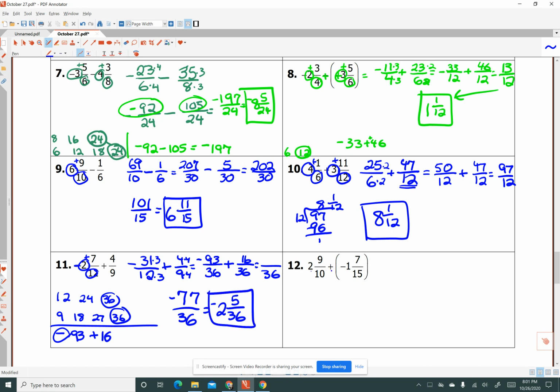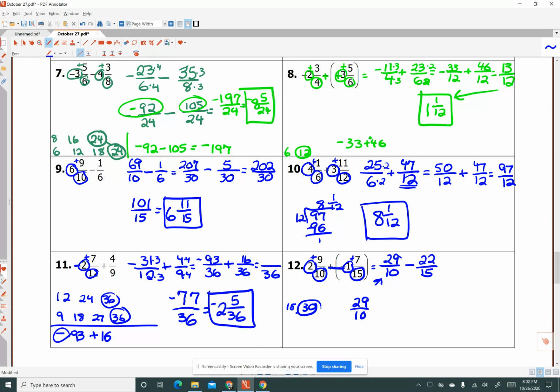Now, we're adding a negative, which is the same as simply subtracting. So 10 times 2 is 20, plus 9 is 29 tenths, minus 15 times 1 is 15, plus 7 is 22 fifteenths. Now we need a common multiple. Multiples of 15 are 15, 30, and that is also a multiple of 10. So this first fraction will stay the same, 29 tenths.